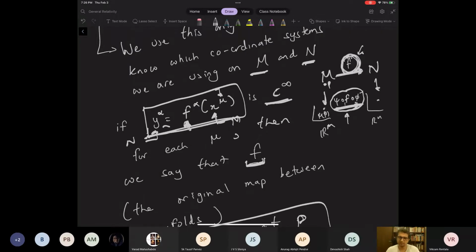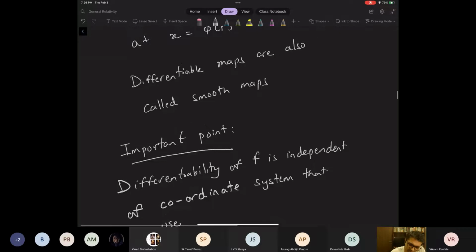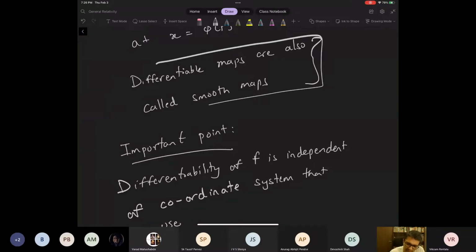But as we'll see, because the manifolds allow smooth transitions between any coordinates that you use on the manifold, this definition of differentiability doesn't really depend on the particular coordinate system that you use. So differentiable maps are also called smooth maps. If this map between manifolds M to N is differentiable in the sense that we defined it, then we say that this is a smooth map.